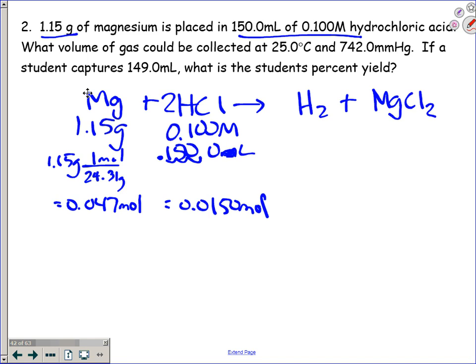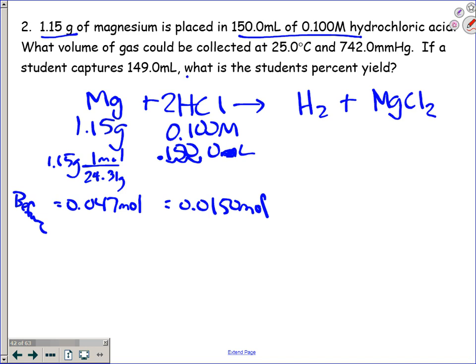So I already know that the ratio is 1 to 2. I can see that I have this much before the reaction. I have this much of the Mg and I have this much of the HCl. Think about the ratios. Who's going to run out first? Yeah, hydrochloric acid, right? Because I should have a 1 to 2 ratio. So magnesium, I have this much of it. I should have double that of the HCl. So do I have double that? No, so what's going to happen?